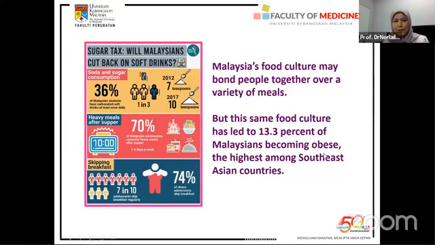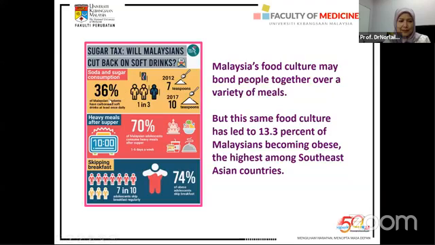So what actually contributed to the increase in BMI or obesity among Malaysians? People talk about a sugar tax to reduce the prevalence of diabetes and obesity, because then the population will take less sugar. Basically, in Malaysia, food culture is what bonds people together over a variety of meals. People like to meet up, drink, and eat together.